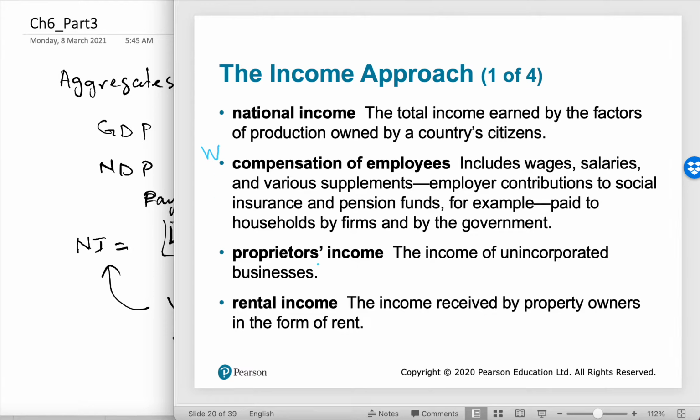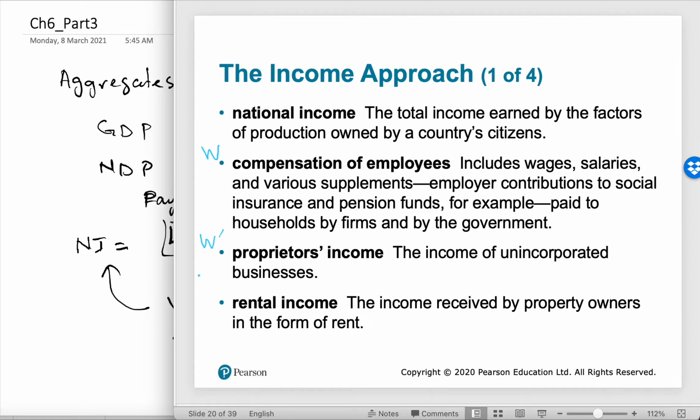And then we have proprietor's income. So these are payments to, what if you don't work for someone else? You have your own business, or you are not part of the corporate economy. So for unincorporated businesses, the title of the payments is called proprietor's income. Similar to the W, but let's call it W prime. Together it is compensation for the labor.